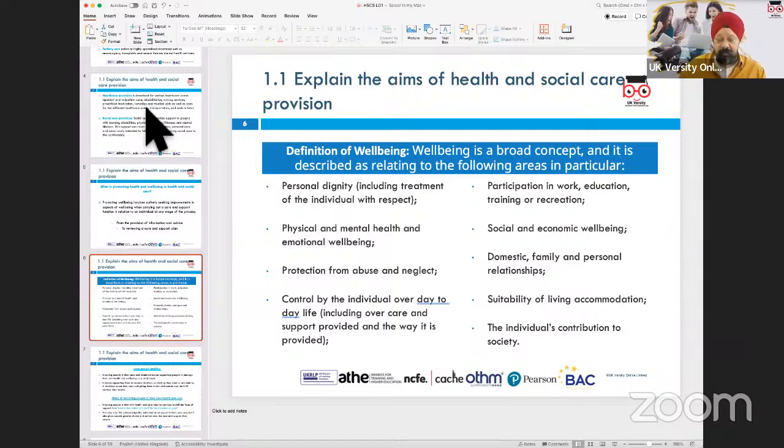In this case, when we talk about well-being, well-being is a broad concept, and it is described in areas where you would need to look at the 6 C's, when we talk about the person-centered approach. There are these attributes of person-centered care which would need to be looked at when you look at the concept of well-being.